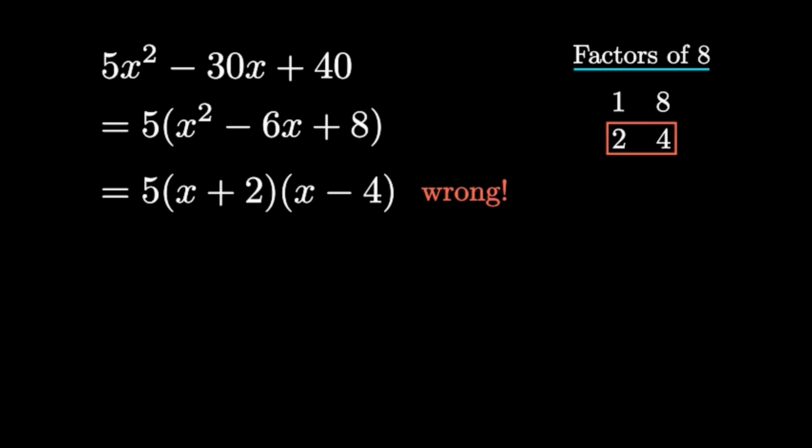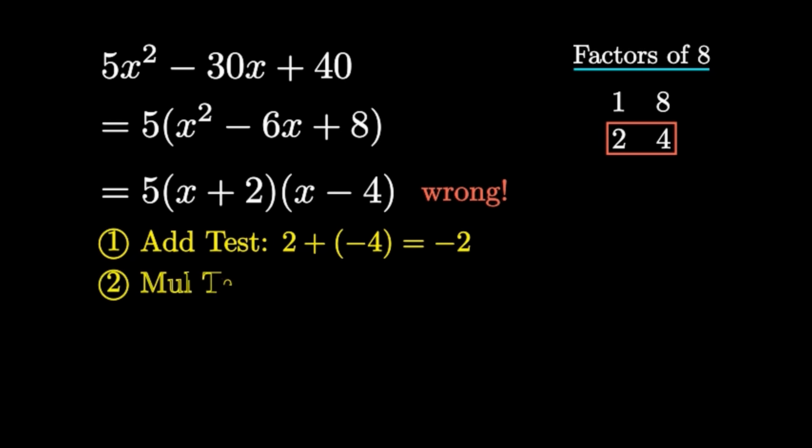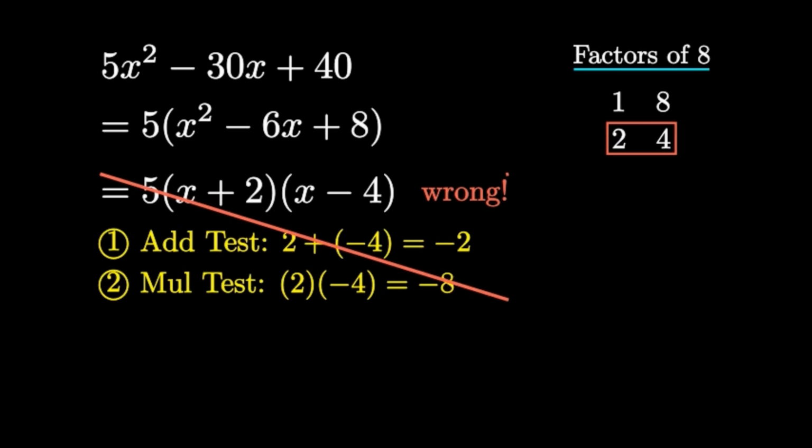And this is incorrect because if we do the add test, we have 2 plus a negative 4, which gives us a negative 2. We need a negative 6. So that's already wrong. And 2 times negative 4 is going to be a negative 8. That's wrong too. We need a positive 8. So that's wrong. Now, it's okay. This is what I want you to do if you have trouble with mathematics. You can make a mistake. You can fix this. Okay.